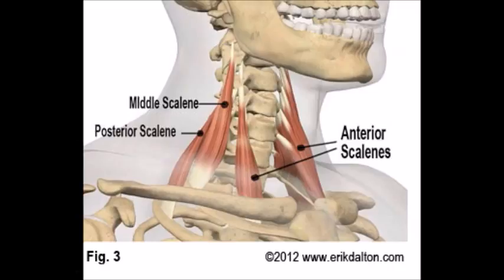Scalenes. Anterior scalene. Origin: anterior tubercles of TVP C3 to C6. Insertion: tubercle and ridge on upper surface of the first rib. Action: elevates first rib during forced inspiration, lateral flexion, and rotation to the opposite side.